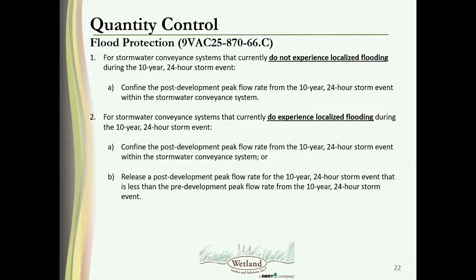So the energy balance and the 2-year non-erodible velocities, those are for your channel protection. We also have to worry about flood protection. So flood protection is split into two categories. This is no longer the natural conveyance system or the man-made system. Now we just have to look at that point, the limits of analysis, and say, in a 10-year, 24-hour design storm, does that spot currently flood?